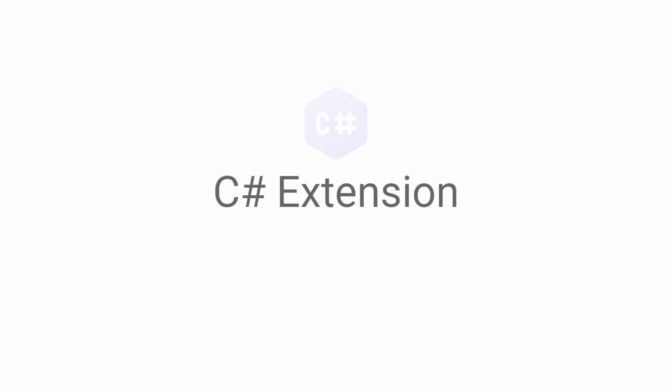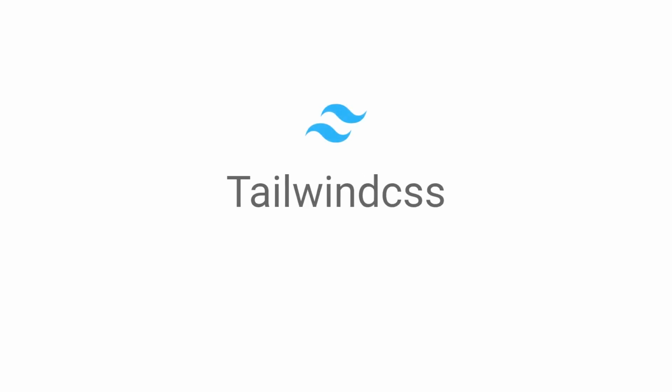The second extension is the Tailwind CSS IntelliSense extension. Now for this project, I'll be styling the UI using Tailwind CSS. So this extension is going to help us by providing IntelliSense as well as code completions.